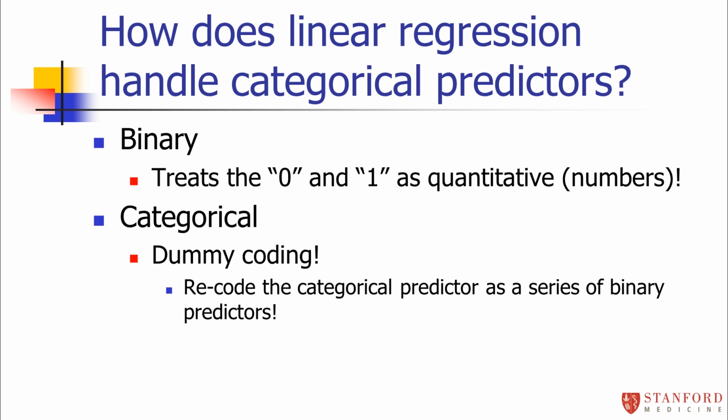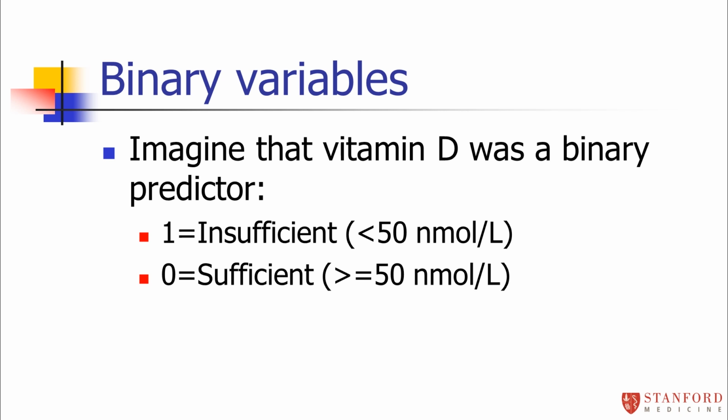Categorical variables are just slightly more tricky. These are variables that have more than 2 categories. We are essentially going to turn them into a series of binary 0, 1 variables, and that's the way we're going to accommodate them in the regression model. We call this dummy coding, and I'm going to get to this dummy coding idea in a few minutes. But let's start with the easier case, with the binary case.